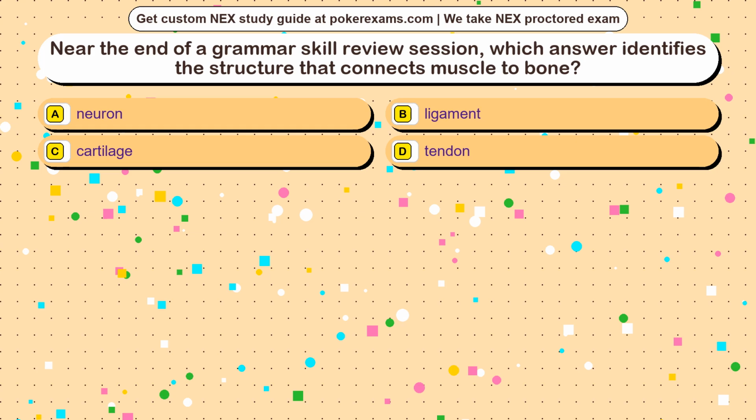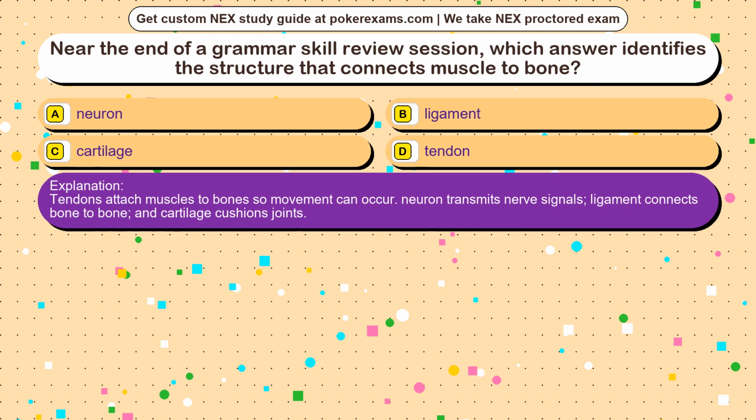The correct answer is option. Tendons attach muscles to bones so movement can occur. Neuron transmits nerve signals, ligament connects bone to bone, and cartilage cushions joints.